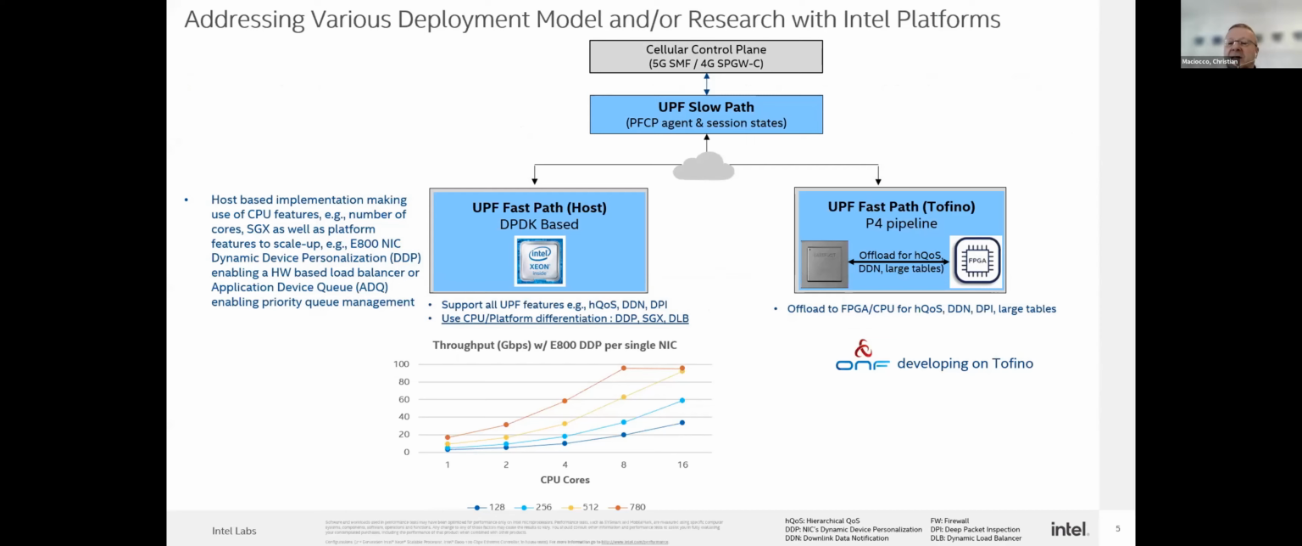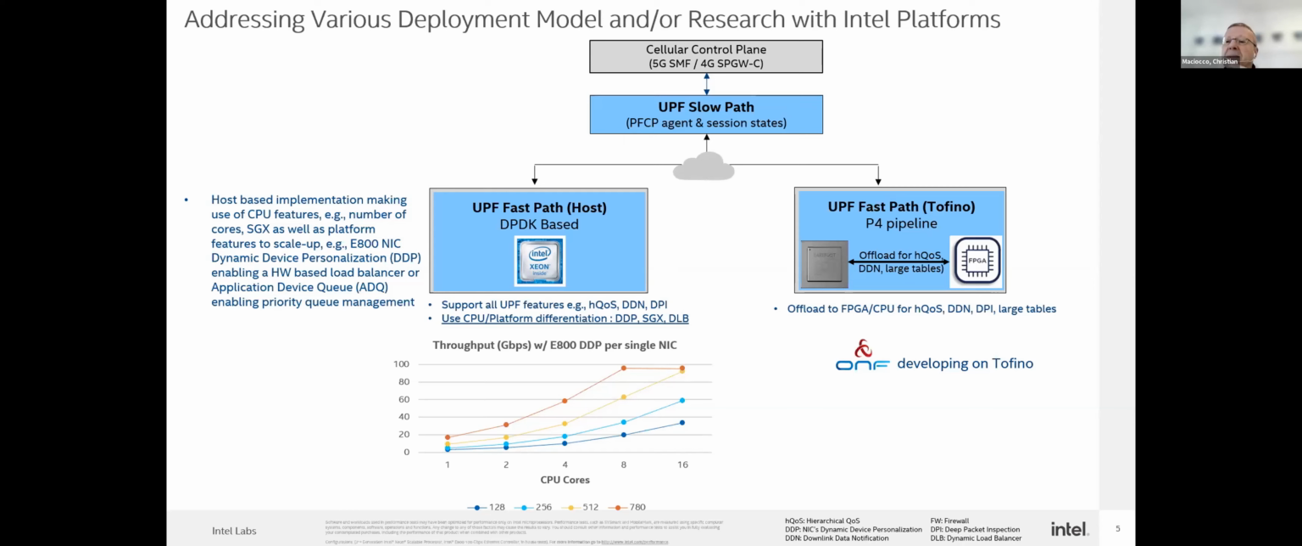On the right hand side, the Tofino switch gives you up to 12 terabit worth of throughput. But to do a full implementation of the UPF, you will have to offload some of the functionality to an FPGA or to a CPU, the host CPU of the control plane of the Tofino, or any other host CPU to do hierarchical QoS, DDN, or support very large table, right? But again, we want to be able to support all types of deployment model.